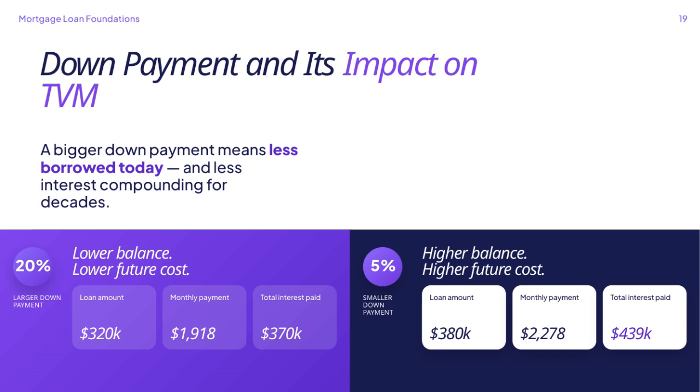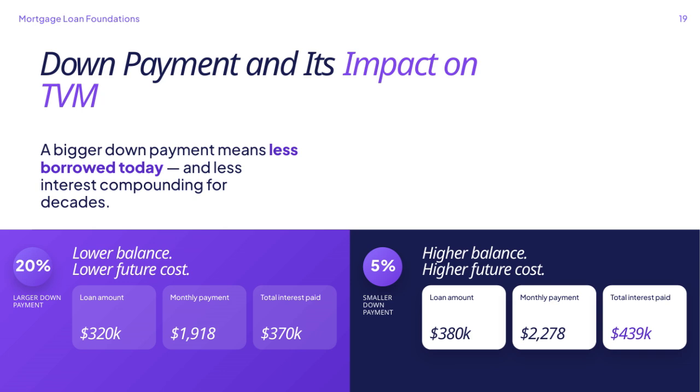This lower loan amount results in smaller monthly payments and significantly reduces the total interest you'll pay over the life of the loan. For example, with a 20% down payment, you might borrow $320,000, pay around $1,918 per month, and end up with a total interest cost of about $370,000.